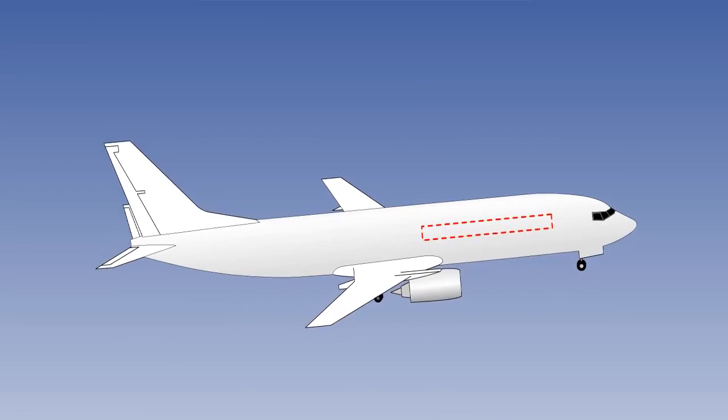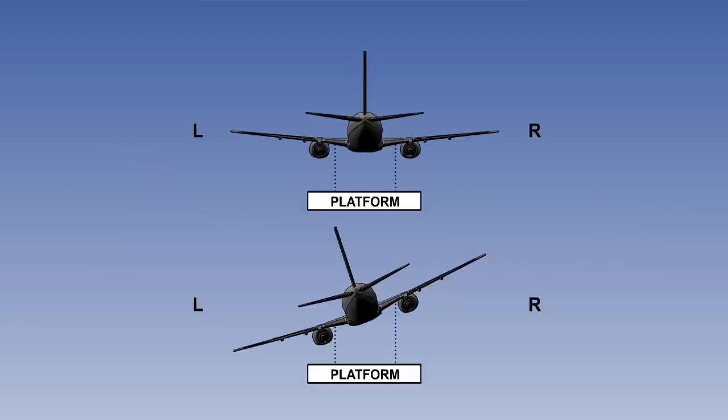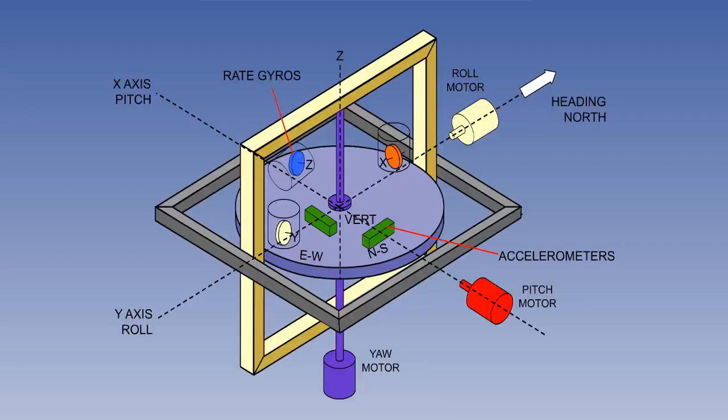If, for instance, the airframe is pitched 5 degrees nose up, the front of the platform must be driven 5 degrees downwards with respect to the airframe. If the left wing is dropped, the platform must be driven upwards on that side to keep it level with the ground. The platform has motors in pitch, roll and yaw.